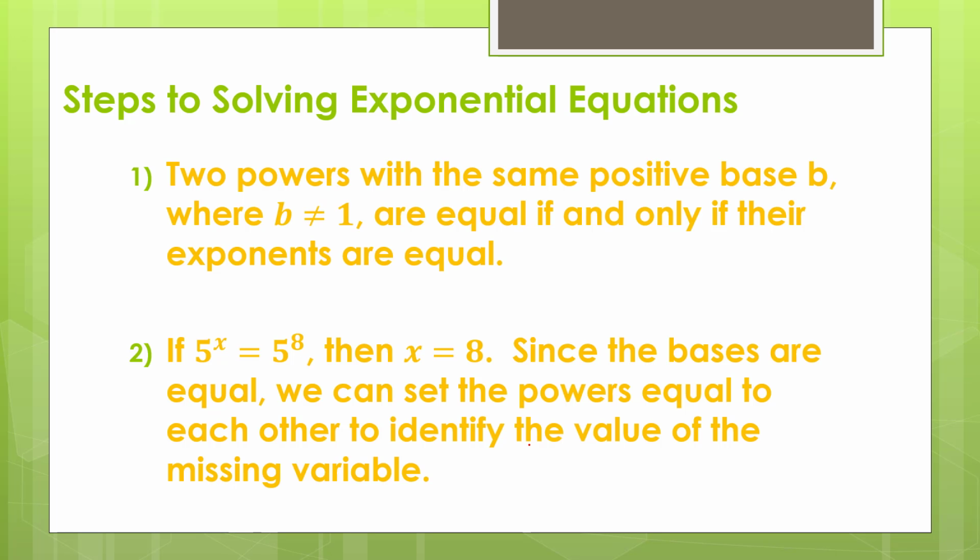Steps to solving the exponential equations. Two powers with the same positive base b, where b is not equal to 1, are equal if and only if their exponents are equal. So if 5 to the x power is equal to 5 to the 8th power, then x would be equal to 8. Since the bases are equal, we can set the powers equal to each other to identify the value of the missing variable.